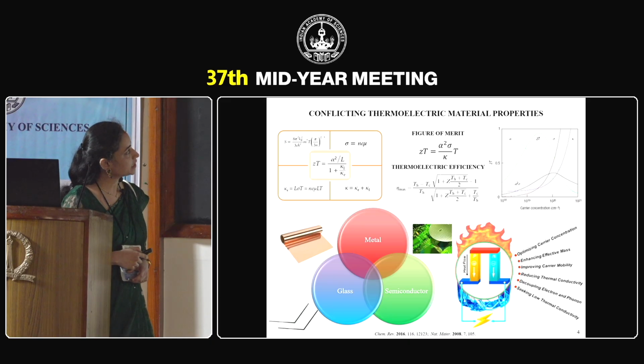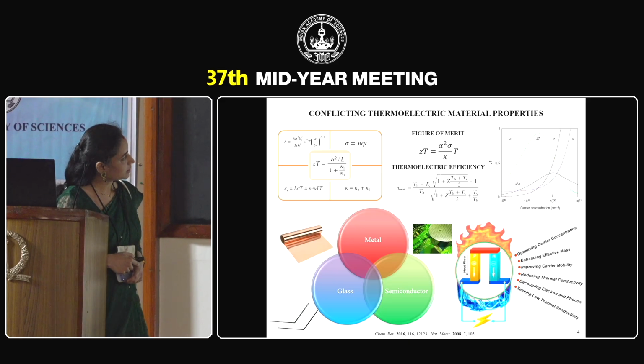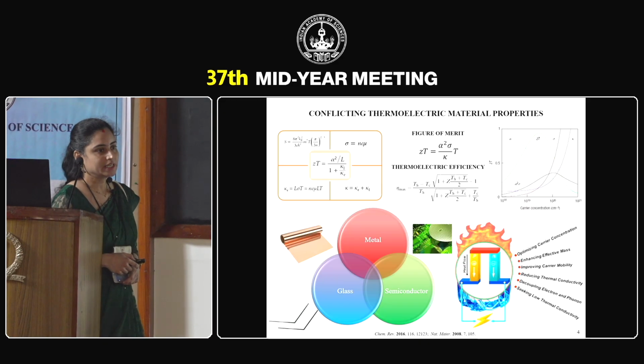So now if you see here, Seebeck coefficient is inversely proportional to carrier concentration, whereas electrical conductivity is directly proportional to the carrier concentration. So hence if we increase the carrier concentration, the Seebeck coefficient decreases and the electrical conductivity increases. Now since electrical conductivity is linked to thermal conductivity, that is the electronic component of thermal conductivity, the thermal part gets tied up to the electronic part.